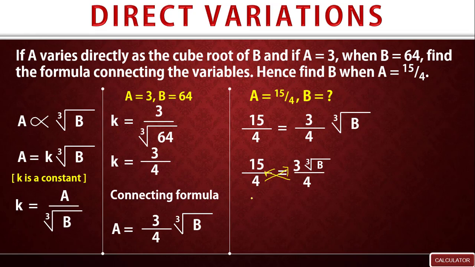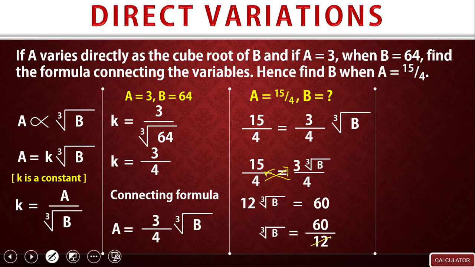When we cross multiply, 4 is multiplying 3 with this cube root of b. So we have 12 cube root of b equals 4 times 15. That will give us 60. What we need to do now is divide both sides by this 12 so that we can have cube root of b left there. Cube root of b will now equal 60 divided by 12. So 12 will go in 60, 12 here 1, 12 here 5. So that means we have cube root of b equals 5.